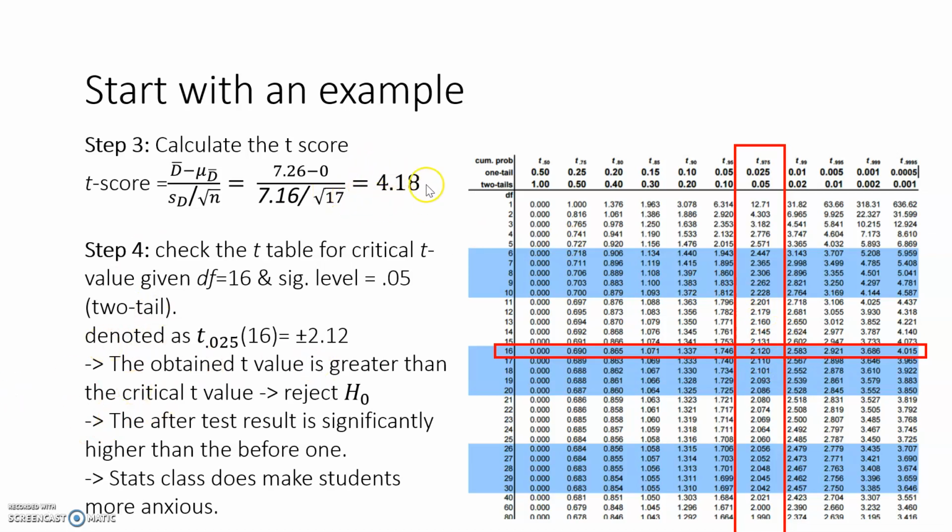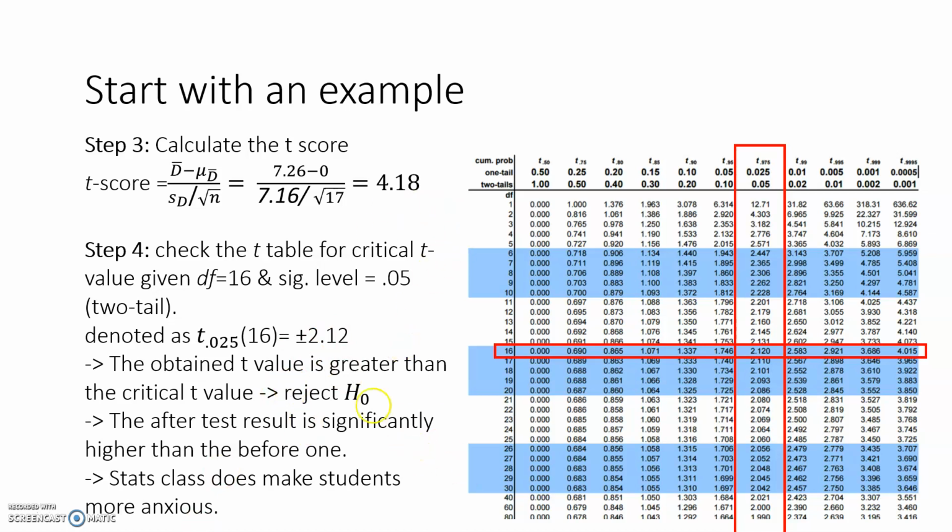So our obtained t-value is 4.18, which is larger than this critical t-value here, given the significance level of 0.05. So we're going to reject this null hypothesis. And remember what is our null hypothesis? We assume that there is no effect of this test class on people's anxiety level. Essentially, people would have exactly the same score between the post-test and the pre-test. Okay, so we're going to reject this null hypothesis.